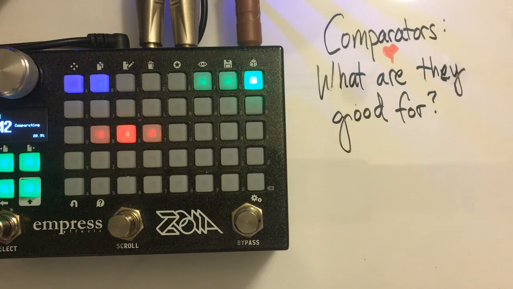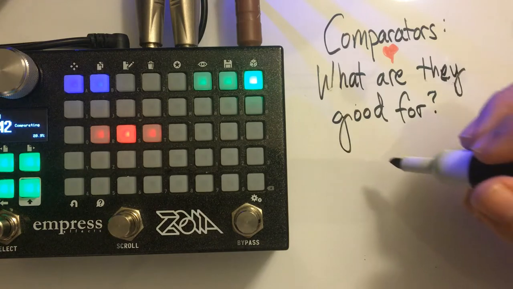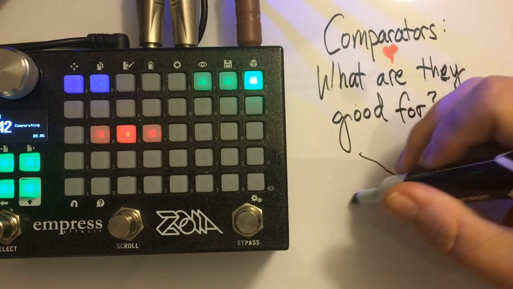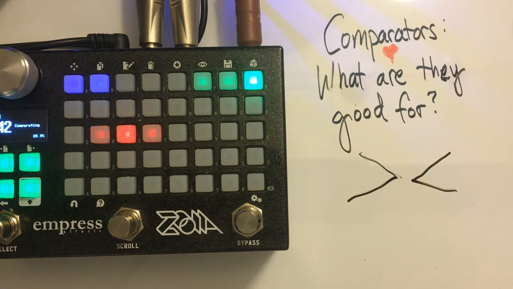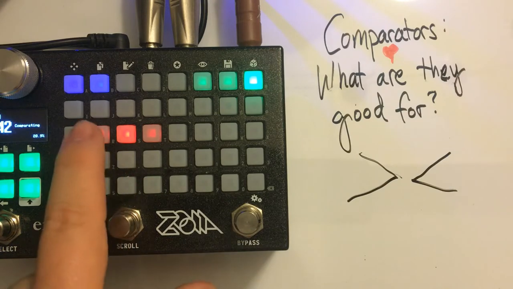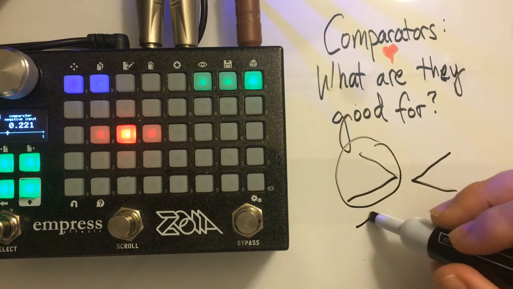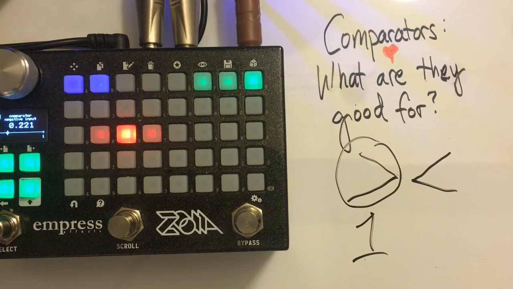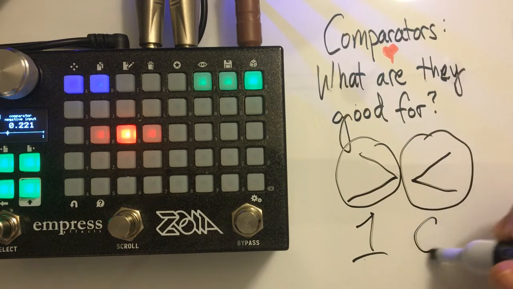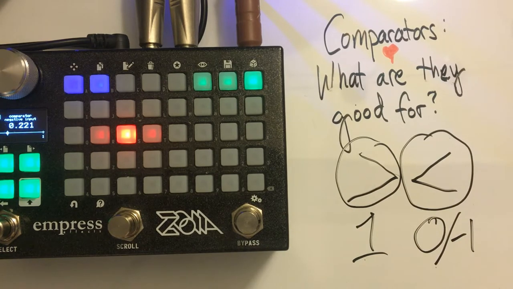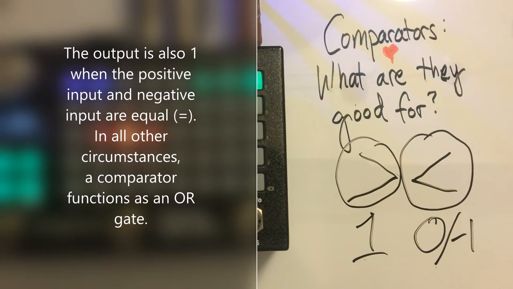So the definition. At its base, a comparator is really just a pretty simple mathematical proposition. A number is greater than or less than another number. So you have a positive input and a negative input, and when the positive input exceeds the negative input, the output is 1 from the comparator. And it's greater than. Before that, it's less than, and the output is either 0 or -1, depending on what sort of outcome you would like to have.